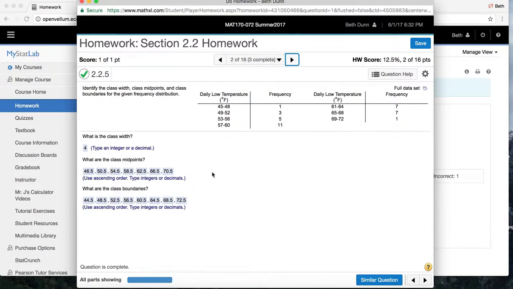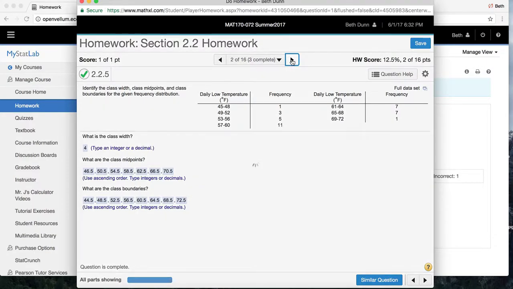Question number 2, I also got right. I wanted to show you that some of these questions have multiple parts. This one, all the parts are showing. This was 3 different answers, and I had to put my answers in, and these were all correct. You can see the green check mark. I got all the credit for this. If I click on similar question, it will generate another question. It will have different values, but it will be the exact same type of question, possibly with different answers based on the numbers.